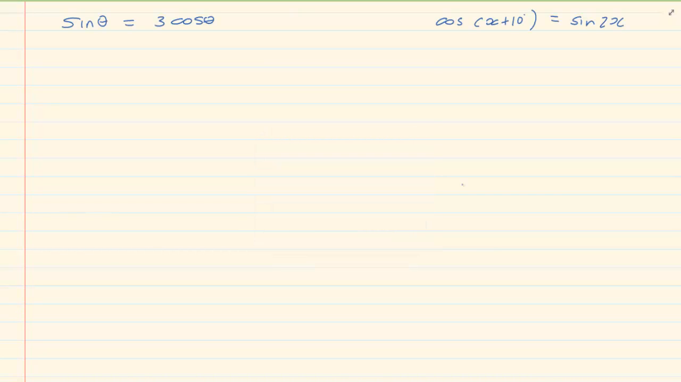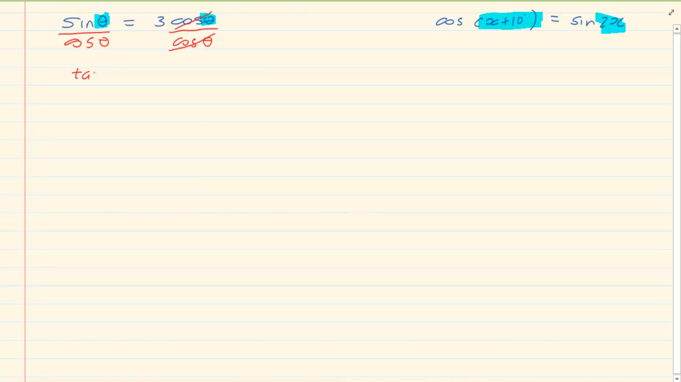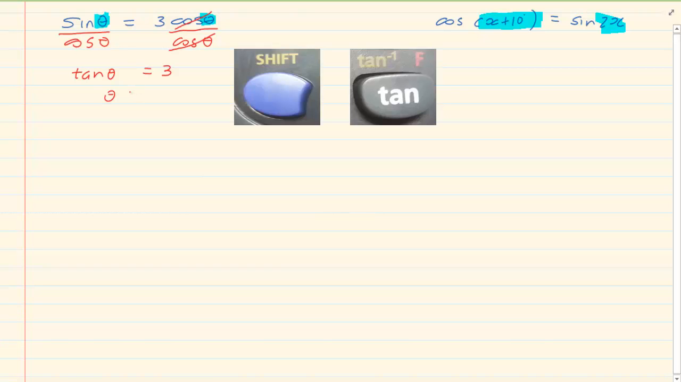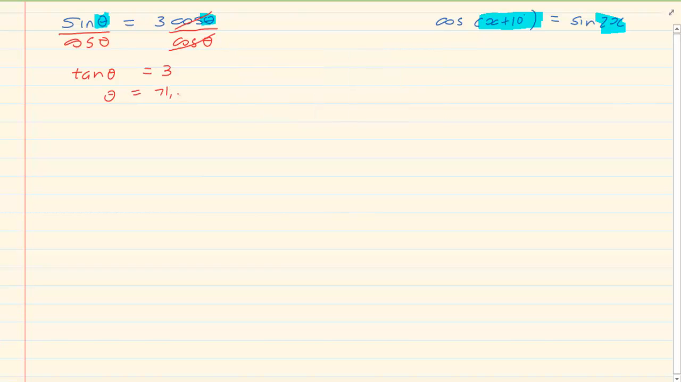If you look at the following general solutions, you will notice in the first question, the angles are the same, whereas in the second question, the angles are not the same. When the angles are the same, we use the tan function. So we divide by cos on the one side and we divide by cos on the other side. Sin theta divided by cos theta gives me tan theta is equal to 3. Now we have a standard general solution. Shift tan 3 and I'll have theta is equal to 71,6 degrees.